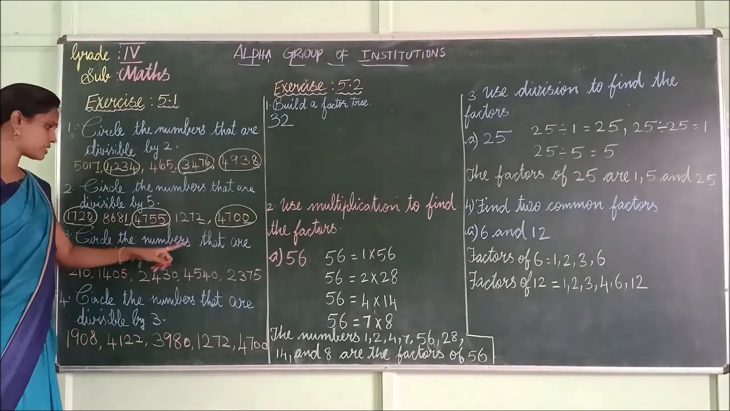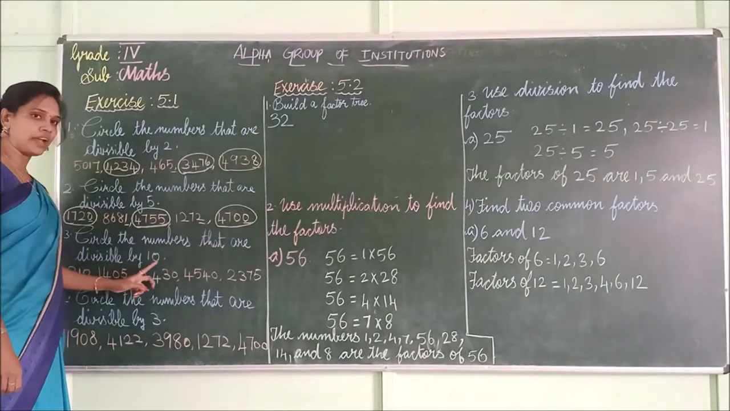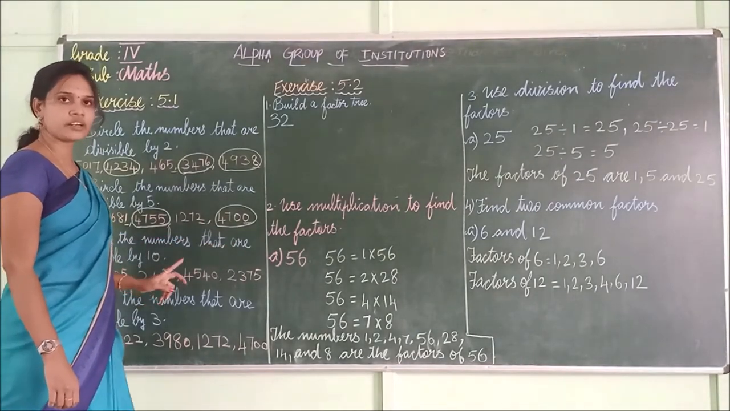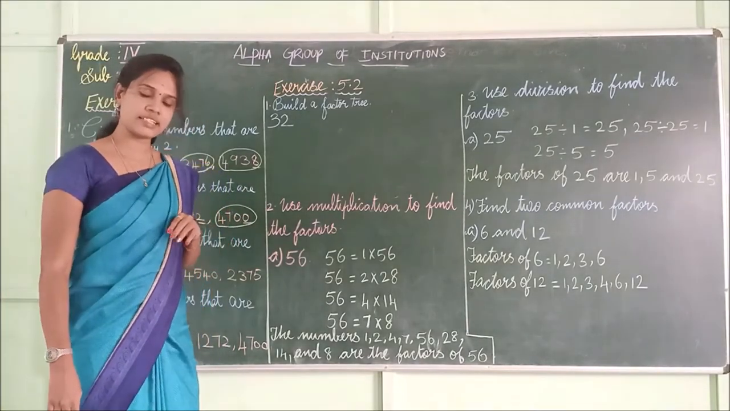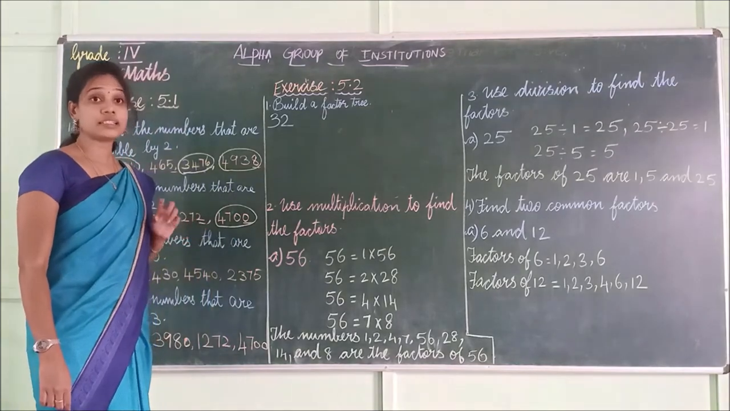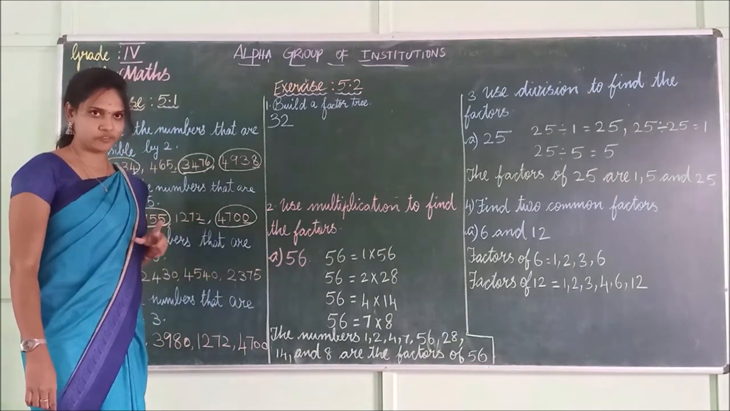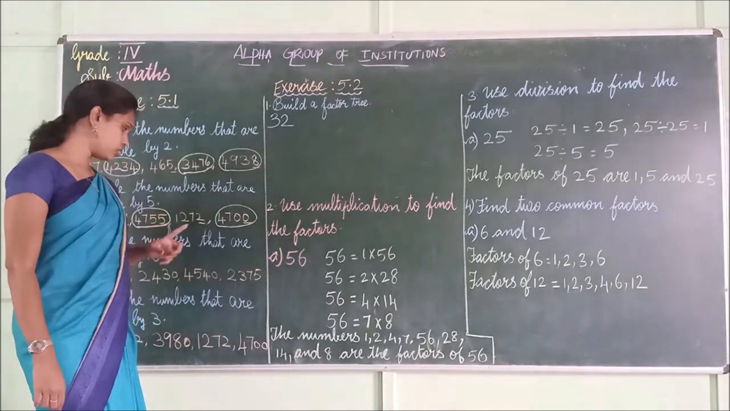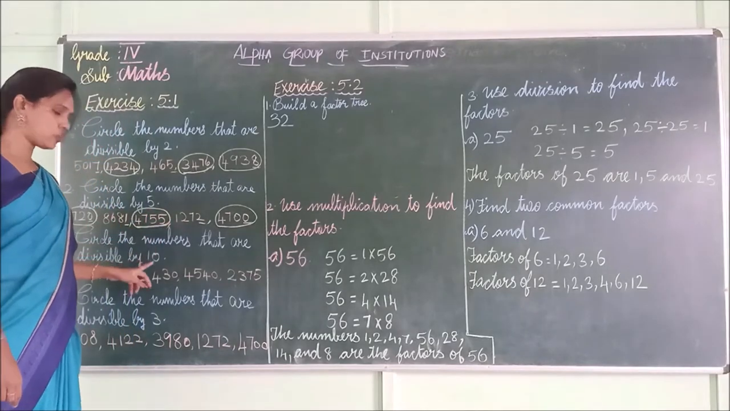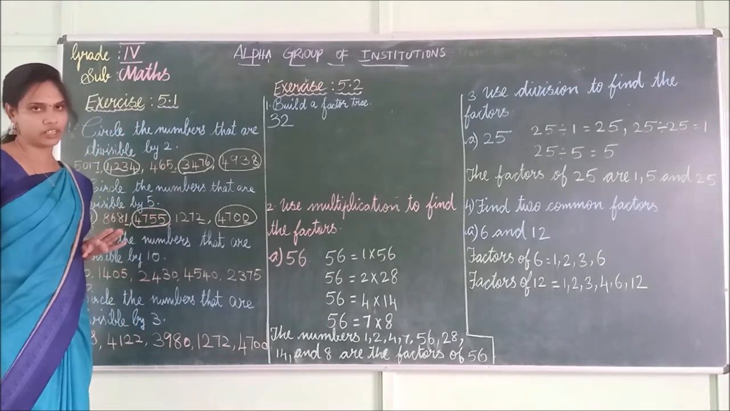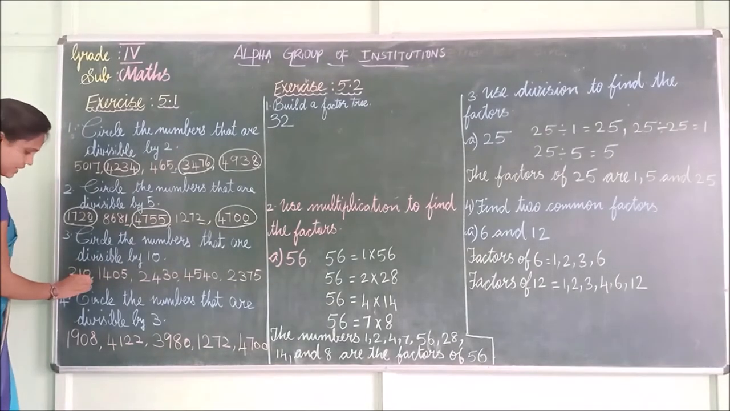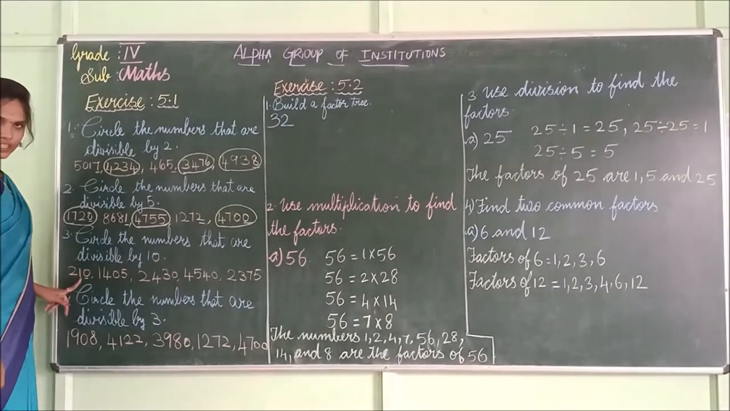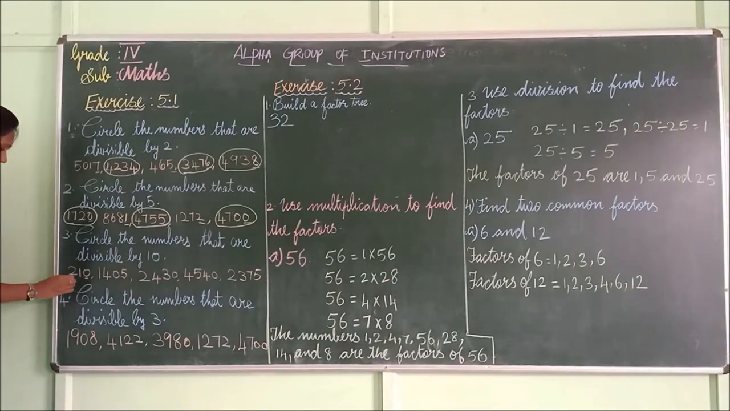Circle the numbers that are divisible by 10. Now tell me children, what is the rule for divisibility by 10? Yes, the number should end with 0. Just now we have seen the rules, right? So the number should end with 0 to be divisible by 10. Shall we check the numbers? First see the last number, it is 0. So it is divisible by 10.